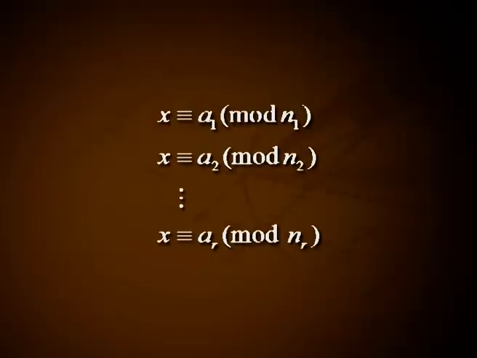Let n1, n2, etc., nr be positive integers such that GCD(ni, nj) = 1 for i ≠ j. Then the system of linear congruences x ≡ a1 mod n1, x ≡ a2 mod n2, etc., x ≡ ar mod nr has a simultaneous solution which is unique modulo the integer n1 n2 etc. nr. Proof. We start by forming the product n = n1 · n2 · etc. · nr.